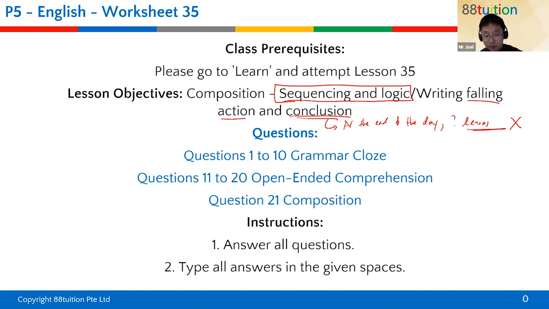Okay, never mind. But we will have some grammar cloze questions today and some open-ended comprehension today as well. But the main part would be the composition writing part here.